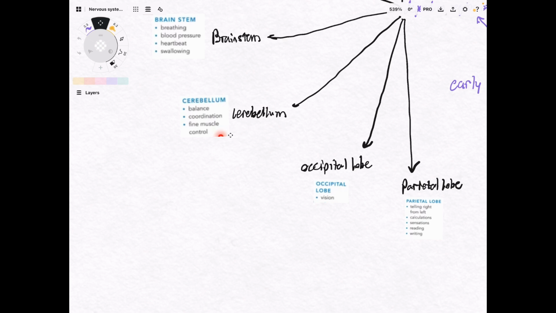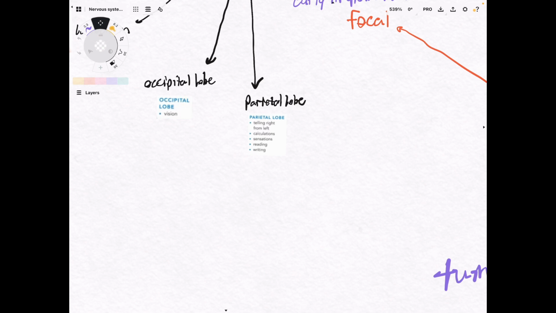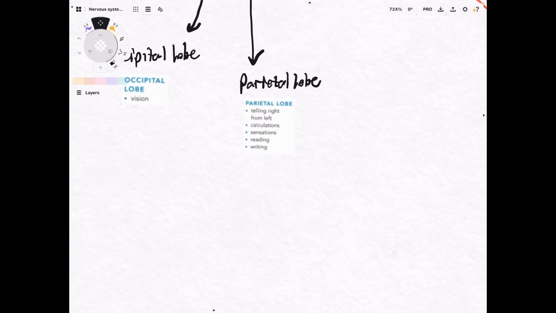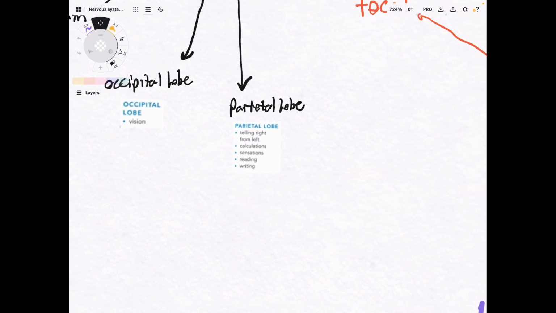So that's pretty self-explanatory. Tumor comes from the cerebellum, look for those symptoms. Occipital lobe, of course, primary visual cortex is in the back there. So if a patient is having trouble with vision, that's the only focal lesion, maybe suspect a tumor in that occipital area. And then we have the parietal lobe. And the parietal lobe, usually the right part of the parietal lobe, is in charge of your hemi-neglect syndrome, so paying attention to both sides of the body. It's in charge of calculations, sensations, reading, and writing.